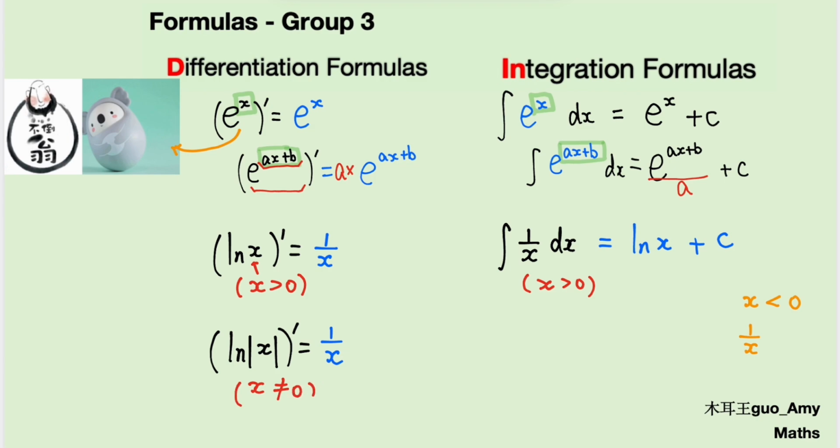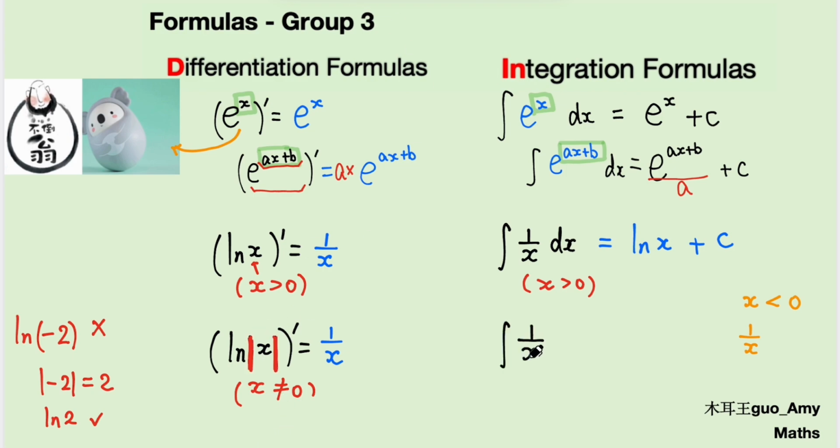We can illustrate this using a simple example. If we have negative 2, then we know ln negative 2 is undefined. But if we consider the absolute of negative 2, which will become positive 2, then ln 2 is valid. Therefore, the main difference is the absolute of x.